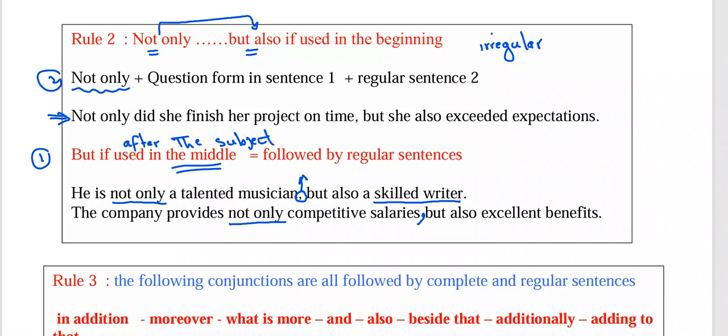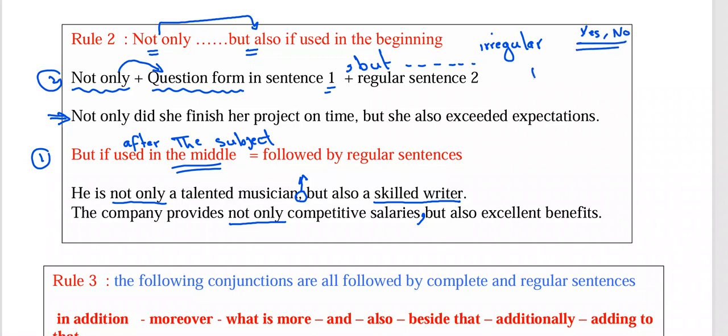And this is the commonly used one, by the way. Most students use "not only" in the beginning. Alright? So "not only" should always be followed by a question form in the first sentence. And then "but also" in the second sentence is okay. So the main problem occurs in the first sentence, "not only" plus question form. What I mean by question form is, always imagine you're asking a yes/no question about the sentence.